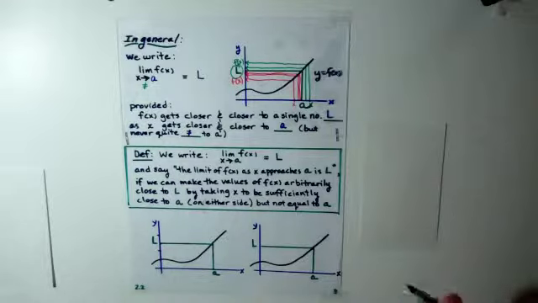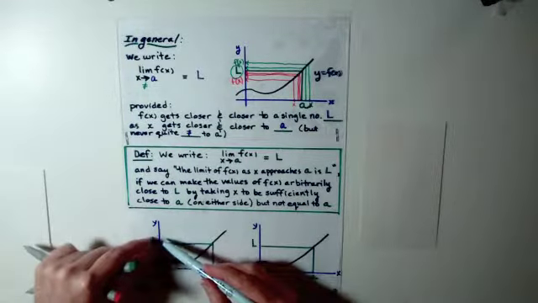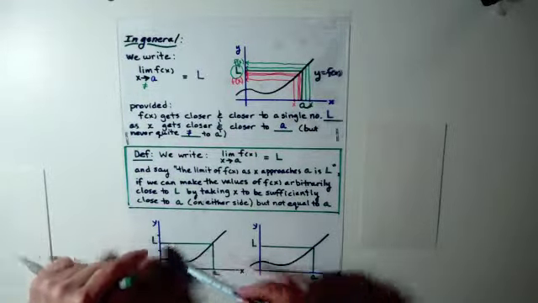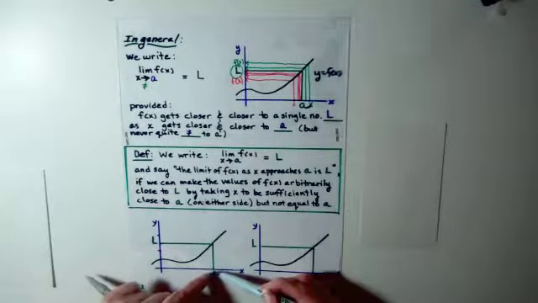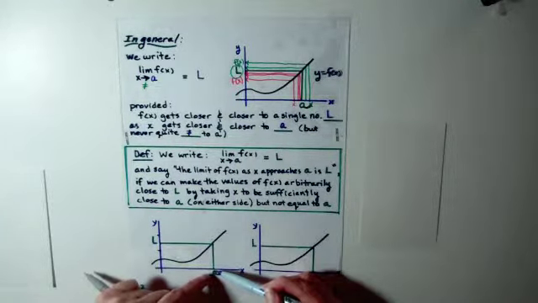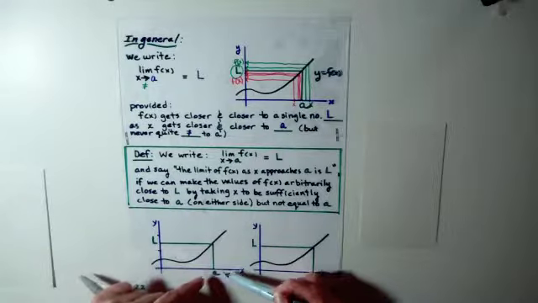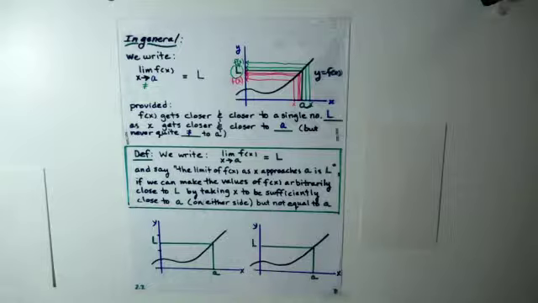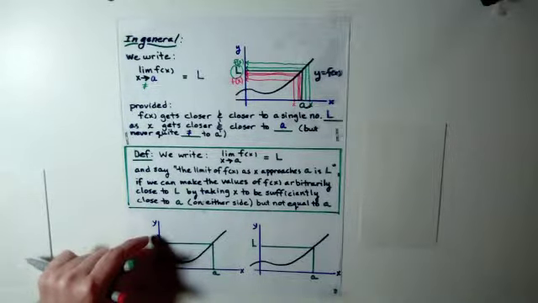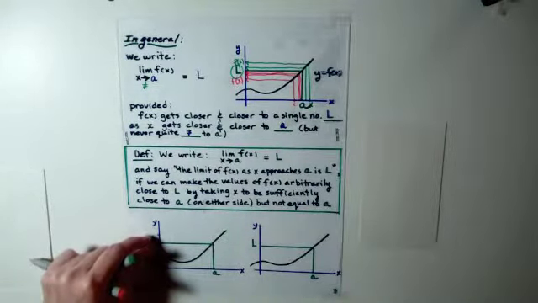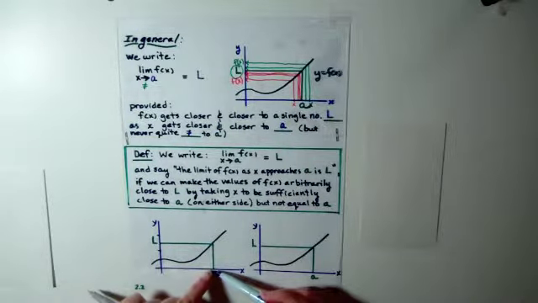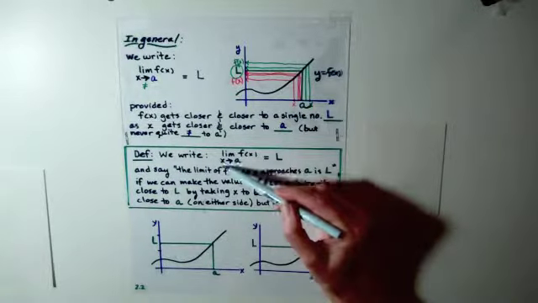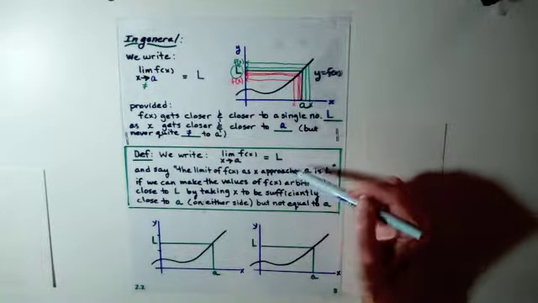And informally, we simply say that we can get as close as we want to L by simply making our inputs as close as we need to A, by taking the input sufficiently close to A. If we can always do that, no matter how close someone demands we get our outputs to L, we can make them that close to L by choosing our inputs sufficiently close to A. Then we say the limit as x approaches A of f of x is equal to L.